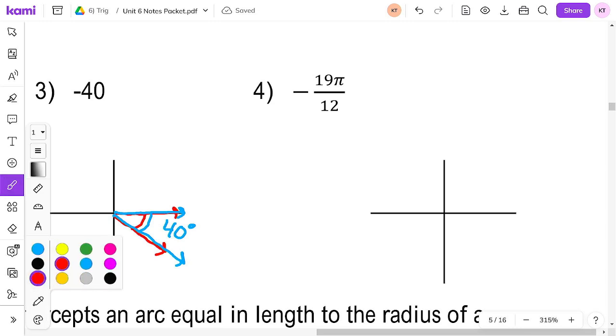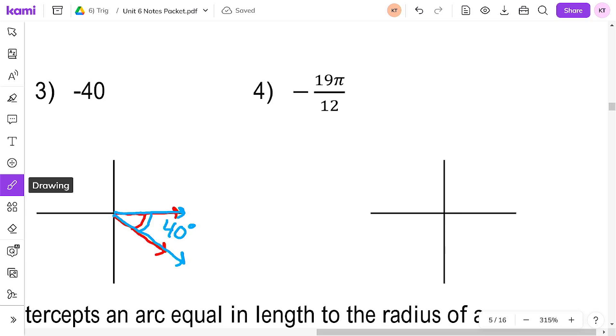And then lastly, I have this negative 19 pi over 12. So again, I'll start at my initial side. This is going to be at least half the circle here. And then that will leave me with 7 pi over 12, which will put me back into quadrant 1 over here. So if that is 7 pi over 12, the remaining section here will have to end up being 5 pi over 12.